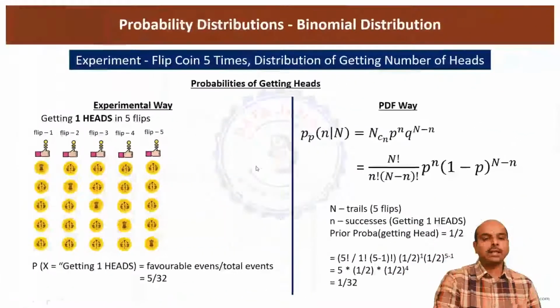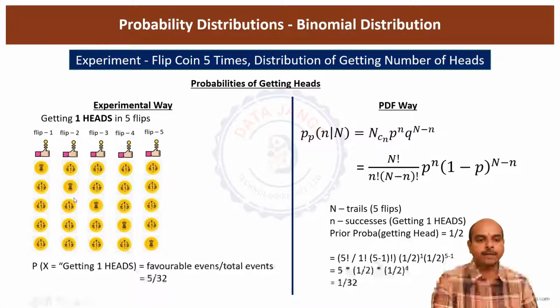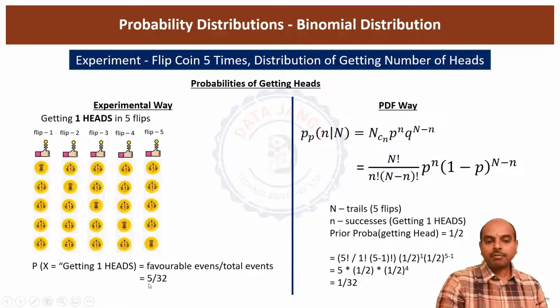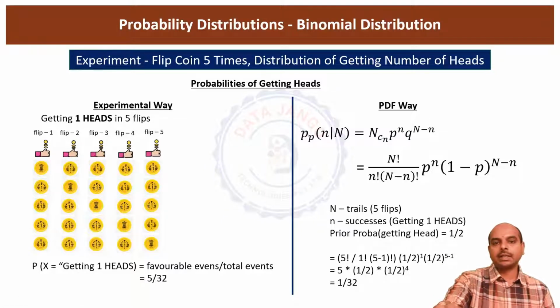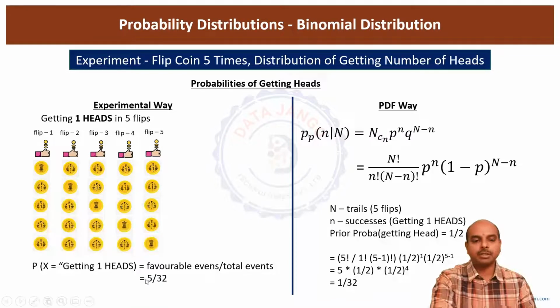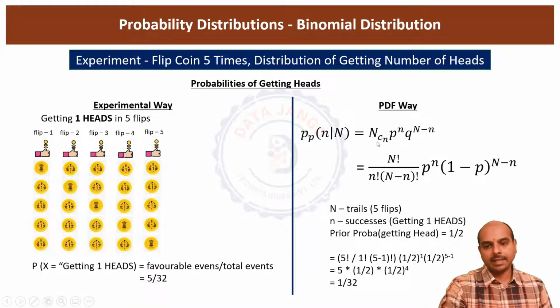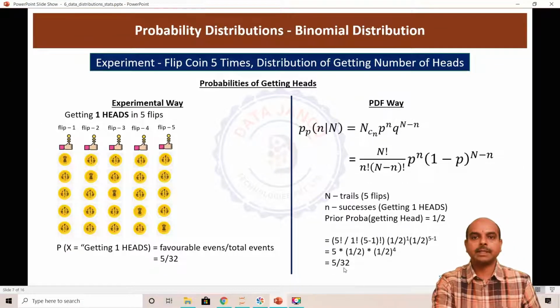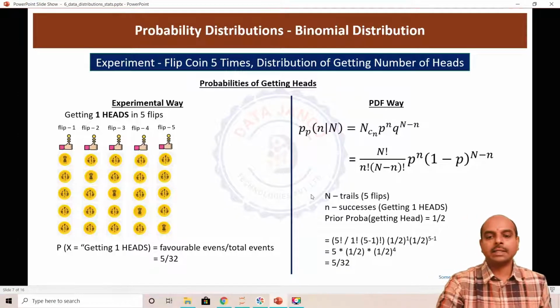If we want to calculate the probability of getting one head, again you can do experimentation. You may get one head on the first trial, second trial, third trial, fourth trial, or fifth trial out of 5 trials. So 5 possibilities are there out of 32. So 5 by 32 is the probability of getting one head. The same thing can be calculated by substituting values into the probability density function also. So we have got 5 by 32 here. Like this, you calculate all the probabilities and then try to understand the distribution.